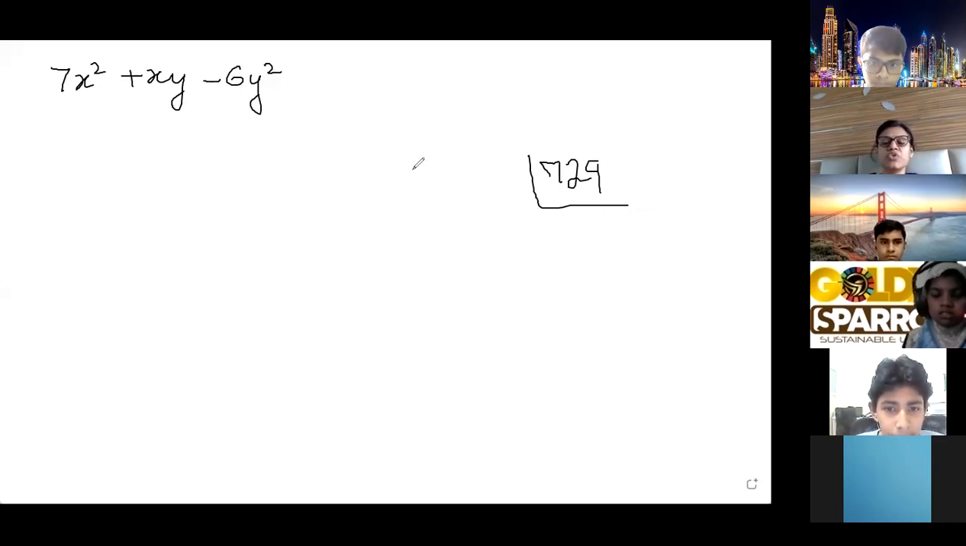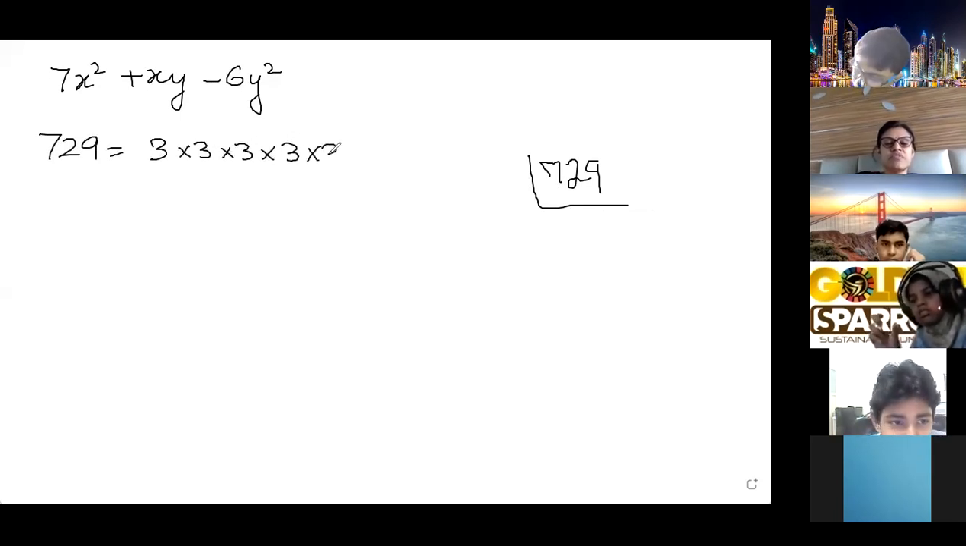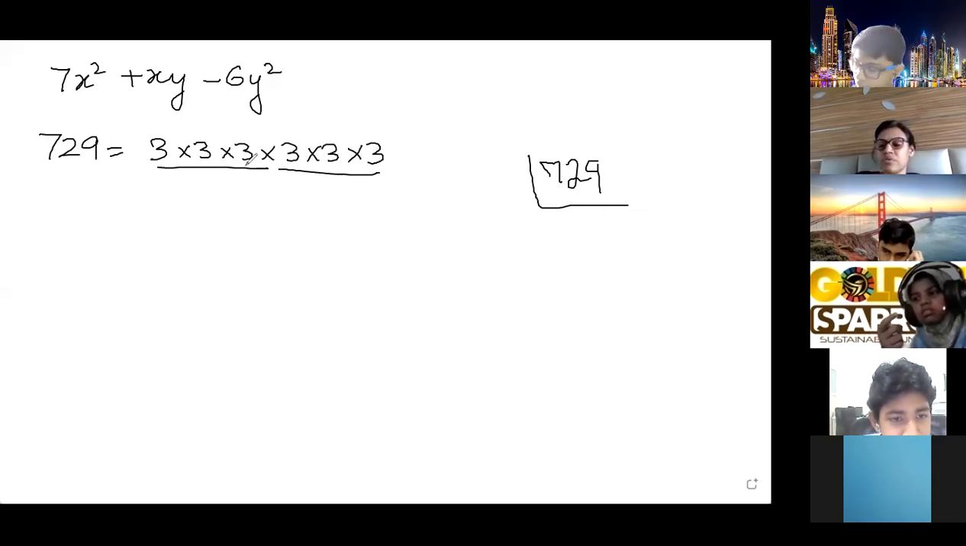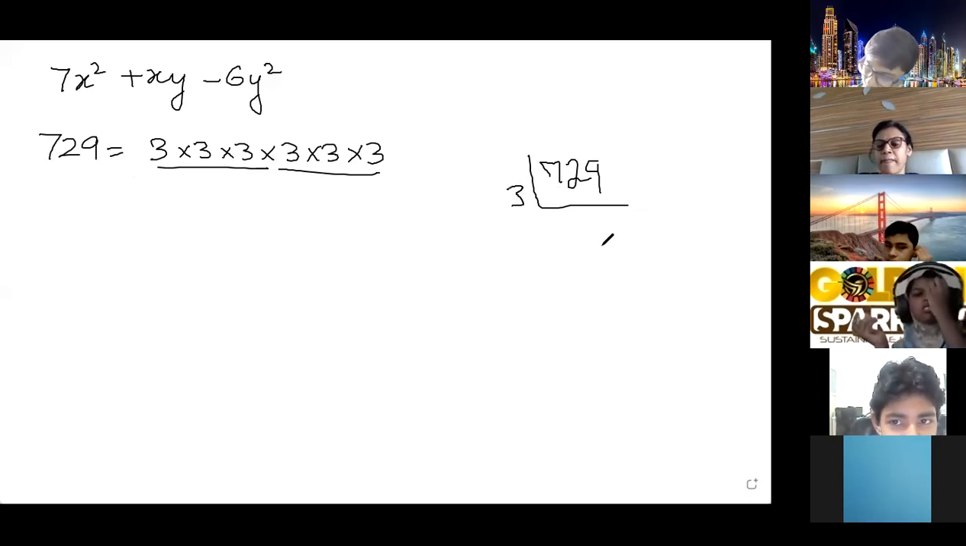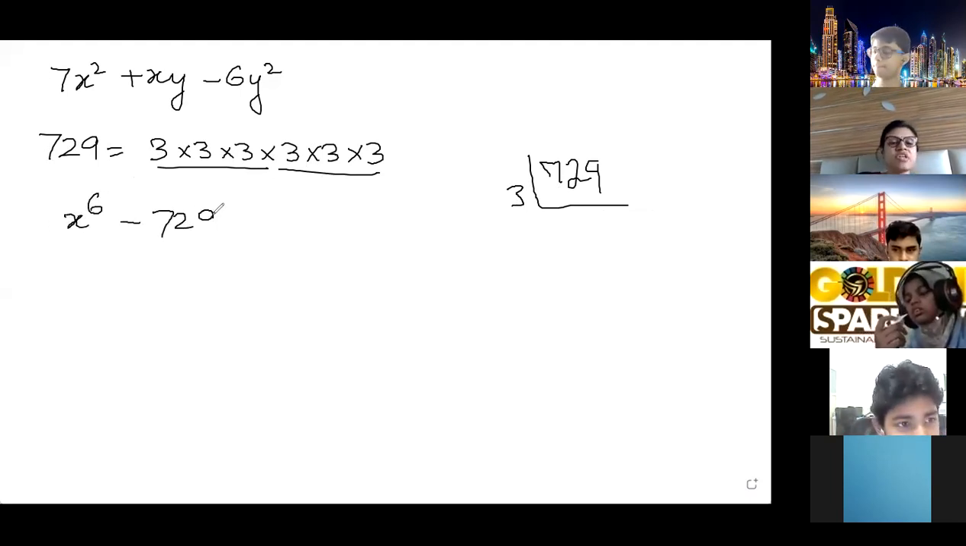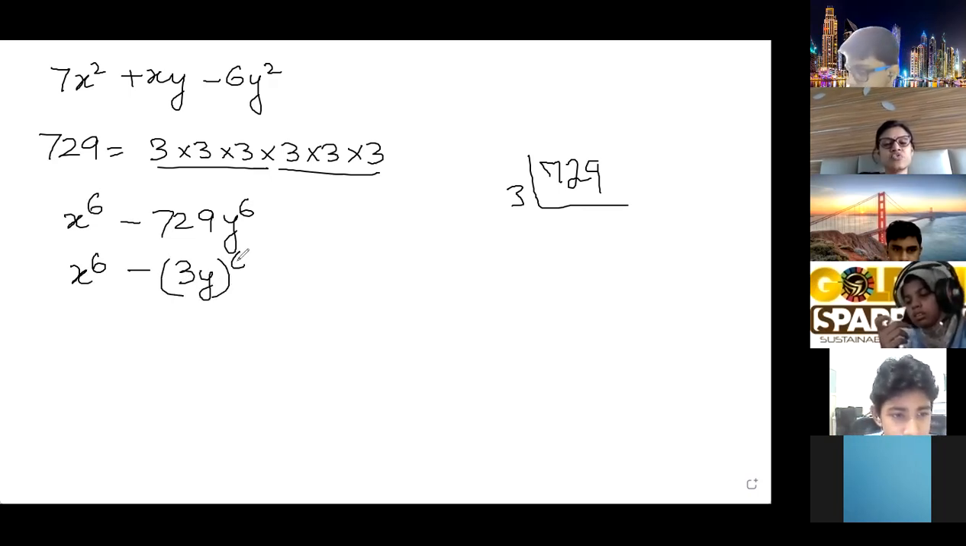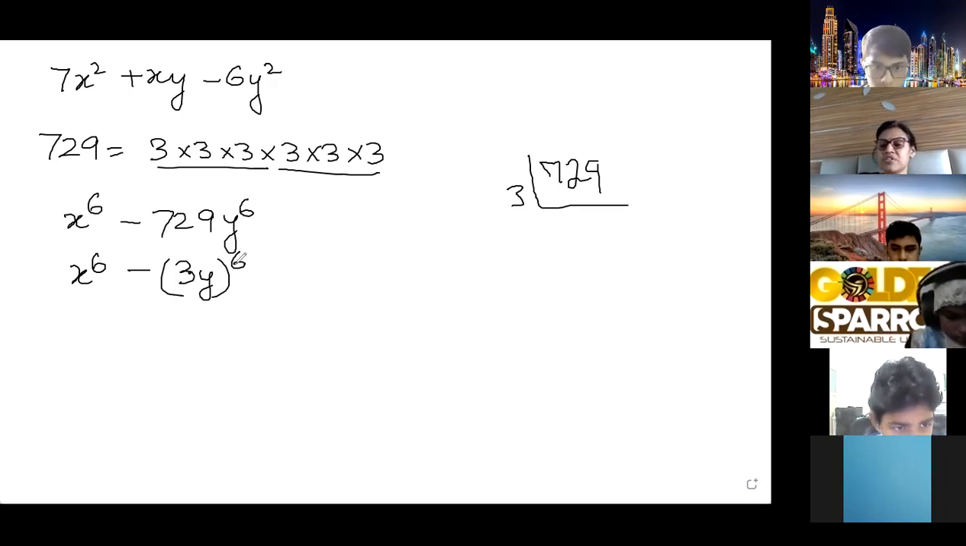So what did we do in this? You got 3 raised to 6, right? You got 729 is equal to 3 into 3 into 3 into 3 into 3 into 3. When I factorized, I got this, right? Okay, this is clear, how to get this prime factorization? Yes, ma'am. So I got this, but in the question it was x raised to 6 minus 729 y raised to 6. Because it is 6, I made this also as 6. x raised to 6 minus 3y, make the whole thing raised to 6, because 3 is also raised to 6 and y is also raised to 6. So together I made it raised to 6.